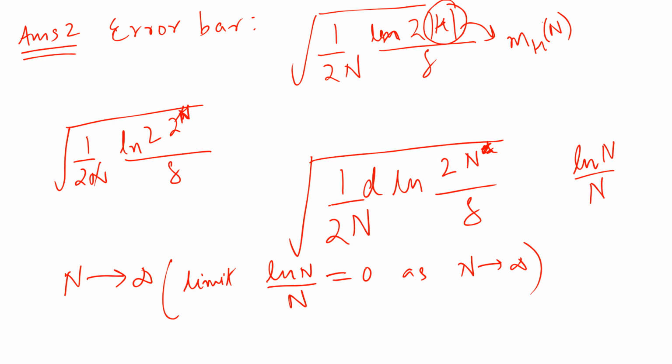Okay, so in order to deal with this further, to come up with a polynomial bound for m_H of n, we have to begin looking at some examples first. So that's what I'm going to begin with in the next video.